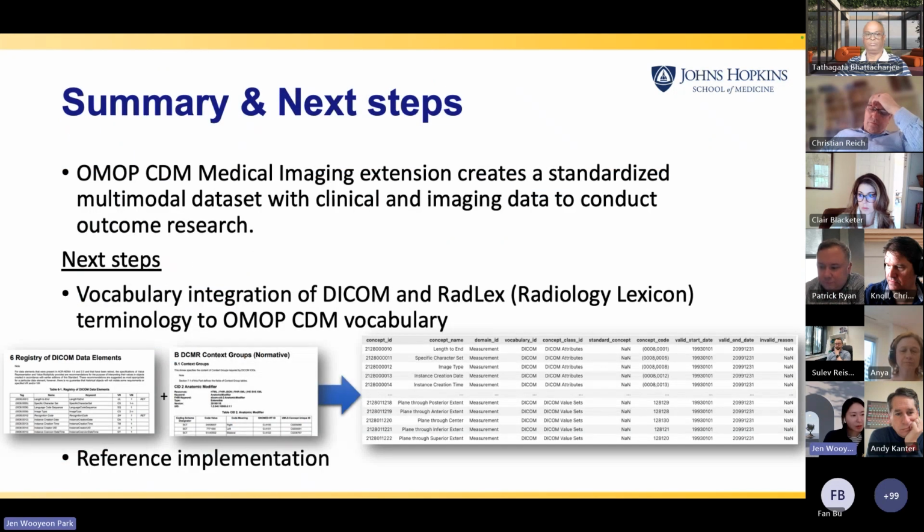So in summary, the OMOP common data model medical imaging extension creates a standardized multimodal dataset with clinical and imaging data to conduct outcomes research. We're currently working on integrating DICOM and RadLex terminologies into the CDM vocabulary, and being able to computationally pull the DICOM headers and format them into CDM tables.